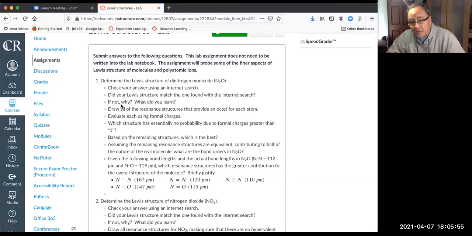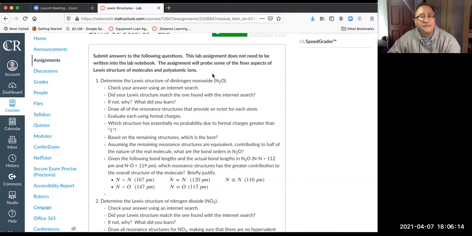So what we're going to do here is I'm going to change my share to this. We're going to look at number one, determine the Lewis structure of dinitrogen monoxide, and then check your answer. Did your Lewis structure match the one found with the internet search? So here we go. I'm going to do another change share here.